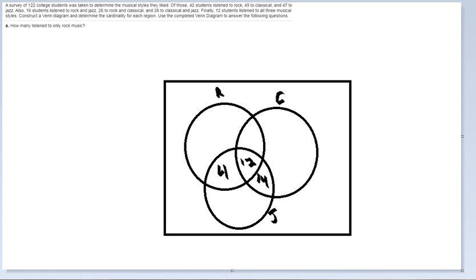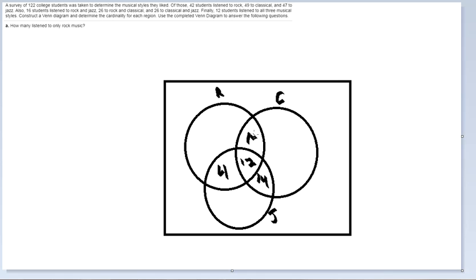And now I need to look at rock and classical. Let's see what we got here. 26 to rock and classical, and 26. Oh, we got 26 up here too. So that means this is also 14. Notice 26 to rock and classical, and 26 to classical and jazz. So we need to put another 14 right inside there. Let's do that right there, number 14.